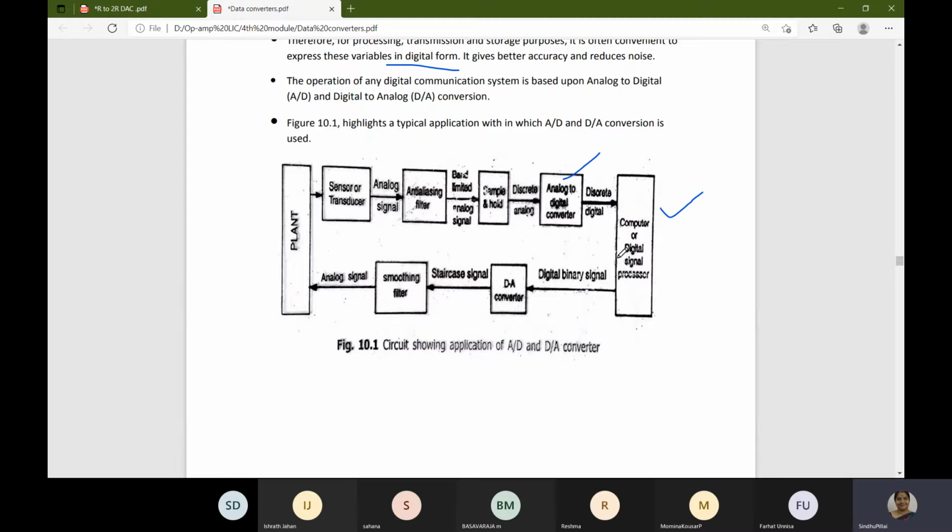After the computer does the necessary processing of the signal, it sends a digital output. The output of the computer is a digital one. If you want analog, it has to be given for D to A conversion, that is DAC. Then we get an analog signal that can be given to the plant once again. So this is the simple block diagram where we use both A to D and D to A conversion.